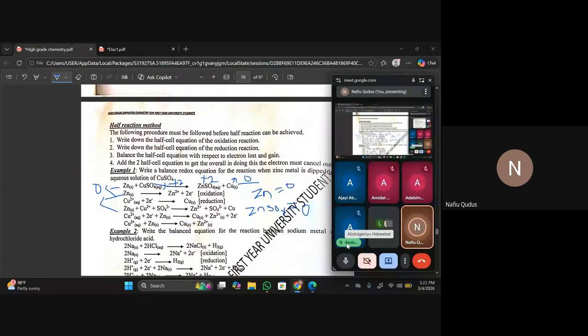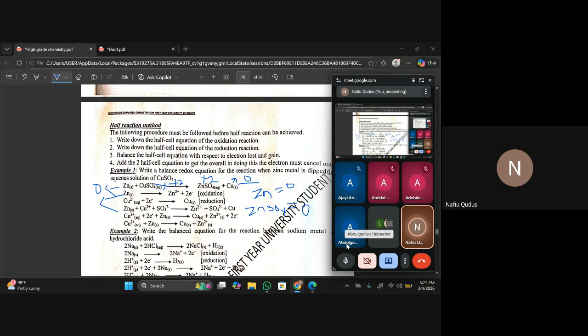Are you with us, Abdulgani Abibat? So in one of our previous classes, we did the types of reaction. What are the types of reaction that we did? Number 1, combination reaction. Number 2, decomposition reaction. Number 3, displacement reaction. Number 4, double decomposition reaction. Number 5, we did catalytic reaction. We also did reversible reaction as well, and so on and so forth.